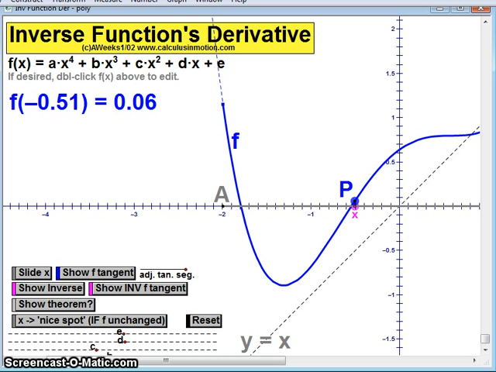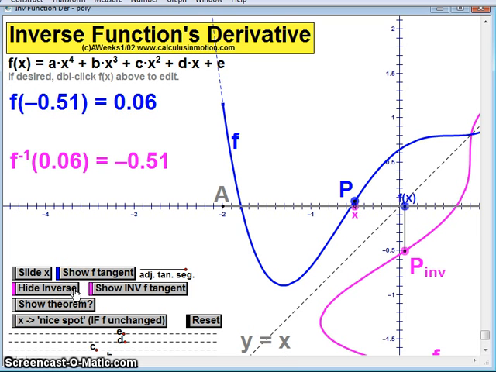Now, inverse, if you remember, is when we reflect a function over the line y equals x. So if you look at the graph, you can see a gray dotted line, that's y equals x. We can show the inverse of our function, so that purple function is f inverse. The first thing we want to remember about our inverse functions is all we have to do to go from one to the other is switch the x, y values. On the left, we can see in blue the point (-0.51, 0.06), and then in purple you can see that f inverse of 0.06 is equal to -0.51.